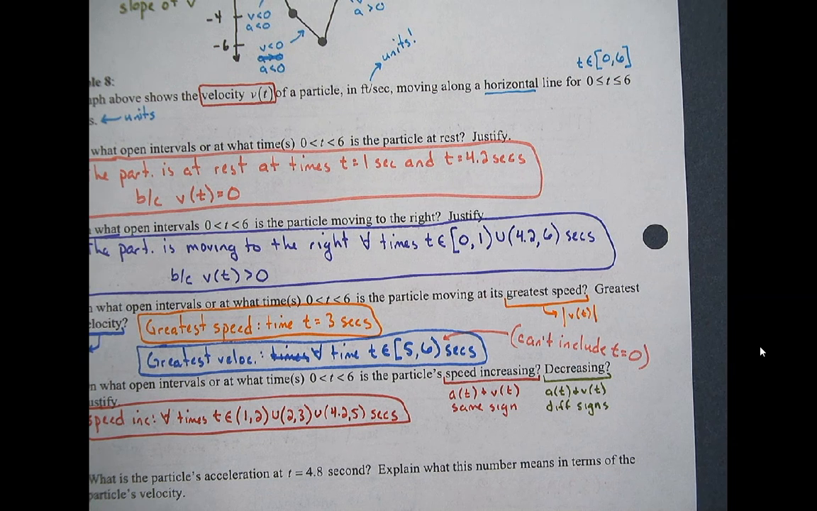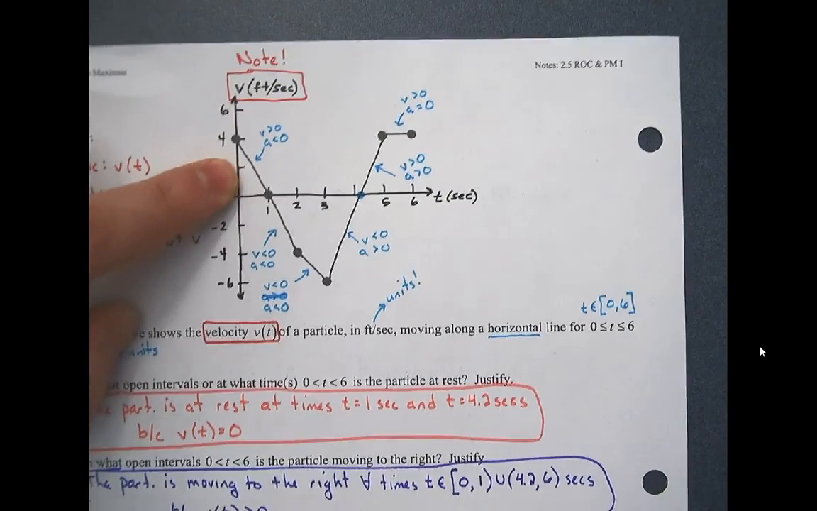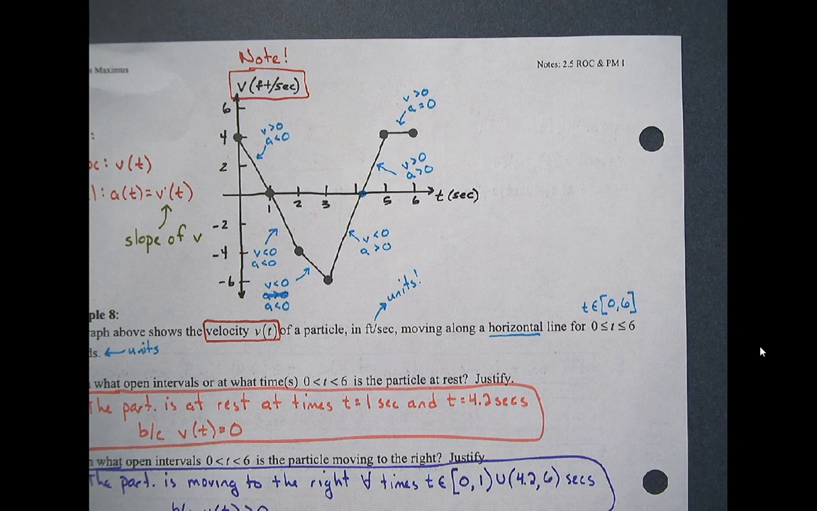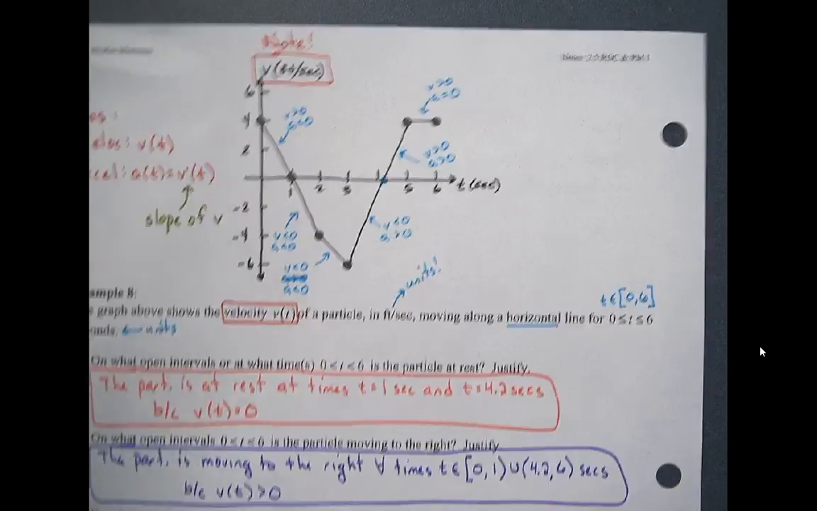When is my particle decreasing? So when is my speed decreasing? For all times t that are an element of, okay, so there we go right off the bat. Should I include 4? No, I shouldn't include 4. My velocity is positive here because this is a picture of velocity, but if I tried to get the derivative, I couldn't get the derivative at that spot. So I would not include 0.